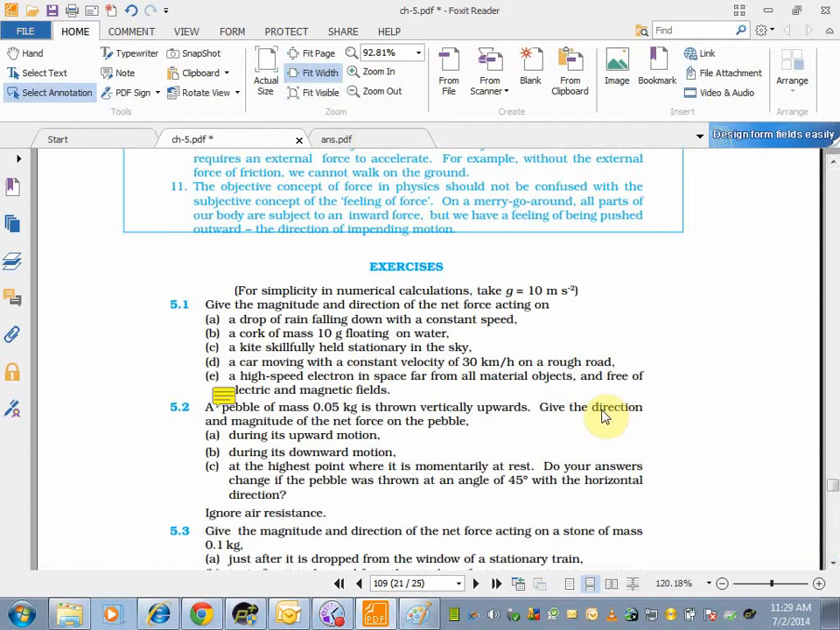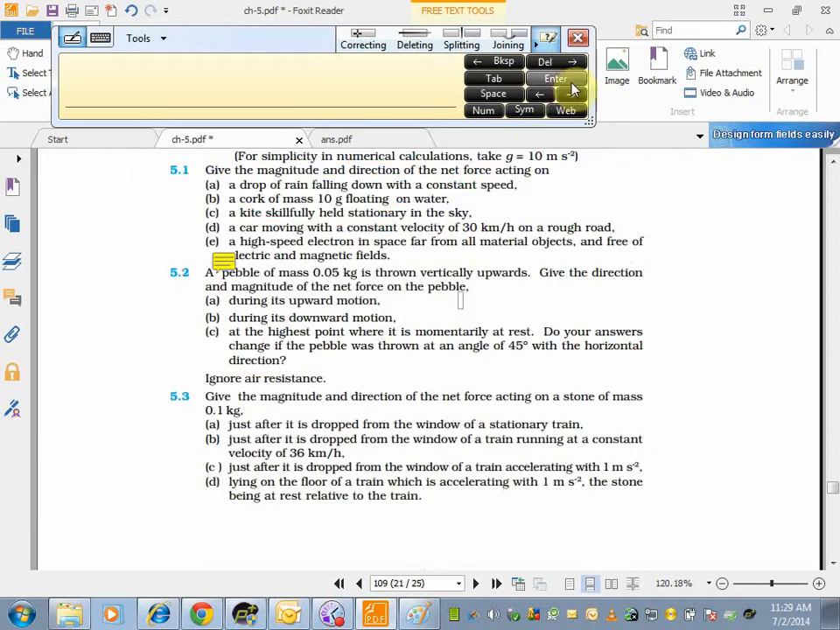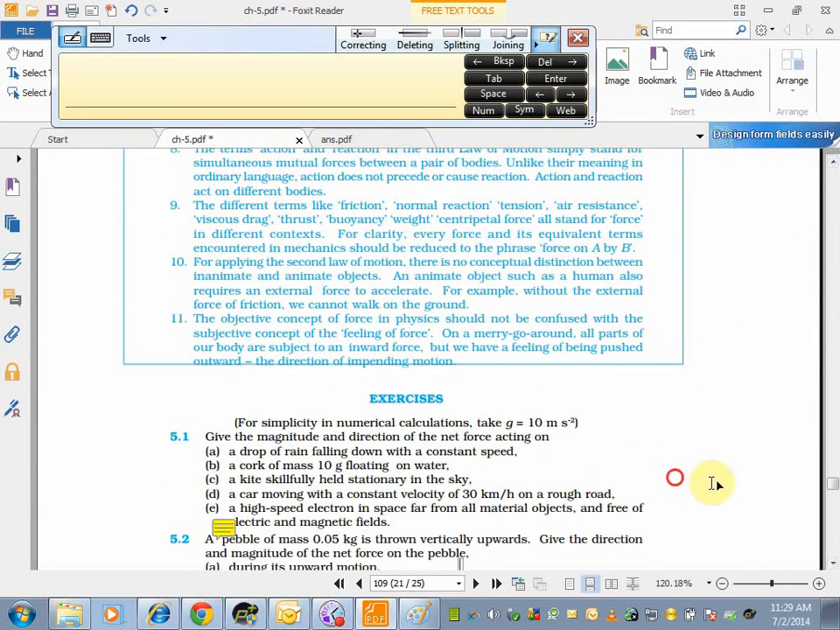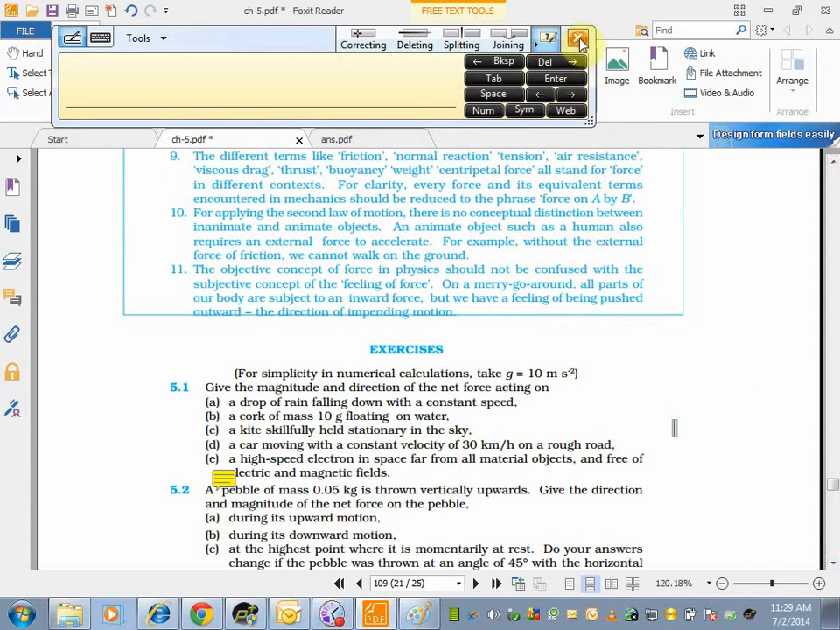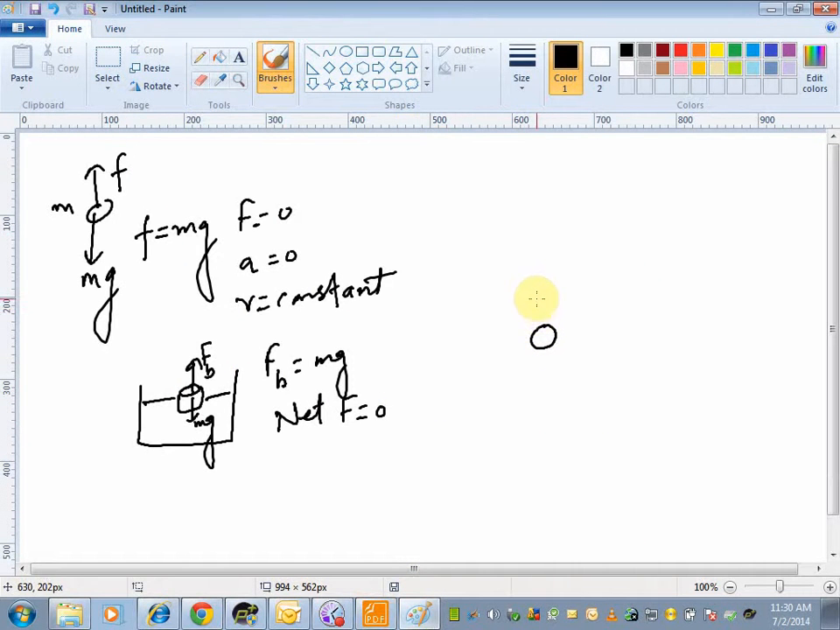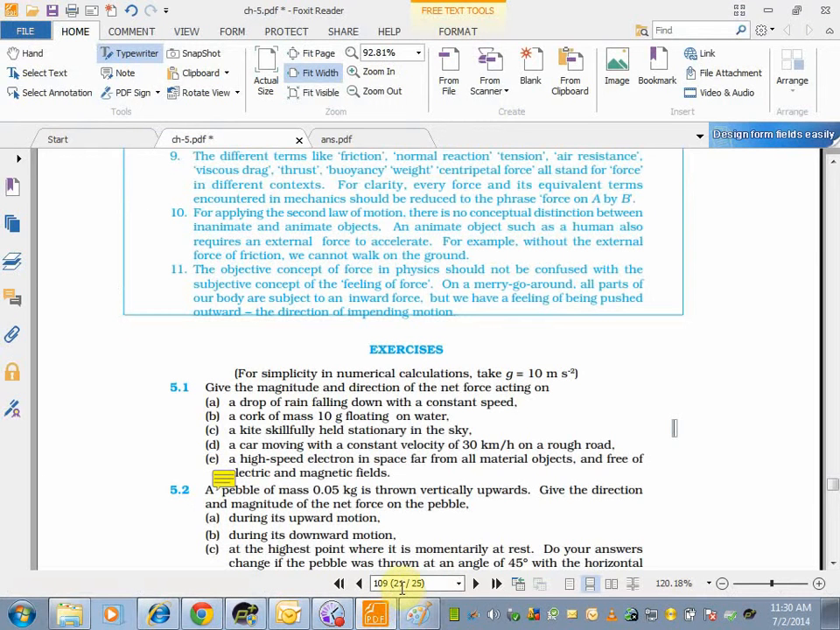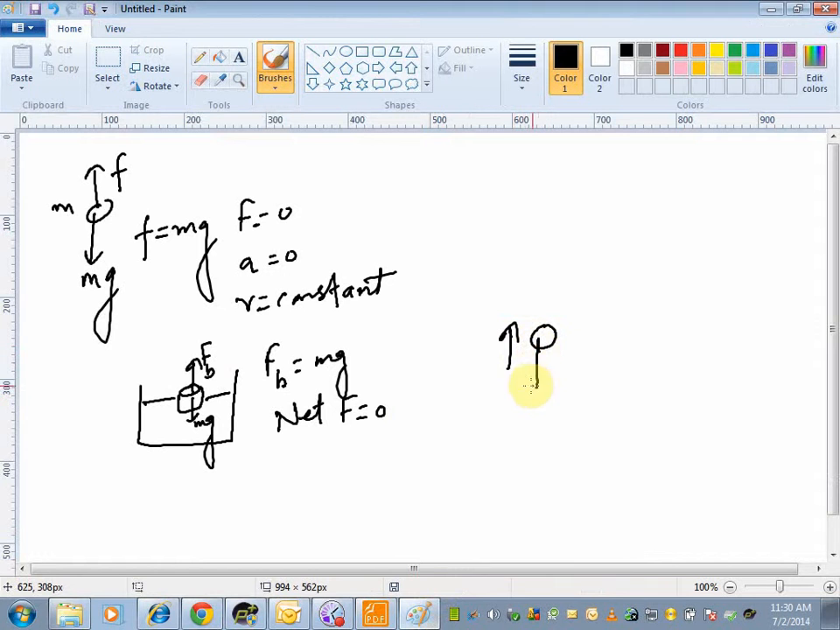Second, 5.2. A pebble of mass 0.05 kg is thrown vertically upward. Give the direction and magnitude of the net force on the pebble. During its upward motion, we have to look at the forces on it. The pebble is thrown upward and the mass is given. We have to find out the direction, and for the magnitude we require the mass. The net force on the pebble will be mg.